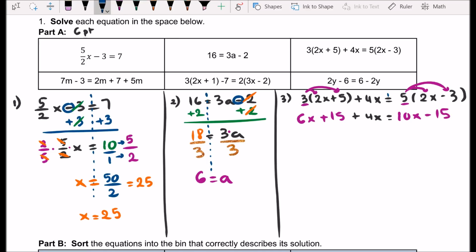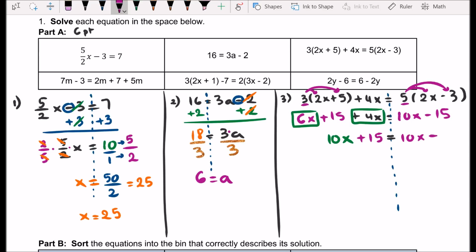Okay. Then our next step is combining like terms. Make sure you look at each side. Do not look at the whole problem as a whole. We're going to look at each side. On the left side I have 6x and 4x. That will give you 10x. And we bring down 15 on the left side. On the right side, we still have 10x minus 15. Since 10x has the x and 15 doesn't, they are not like terms, so you just bring it straight down.